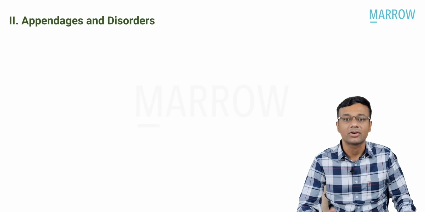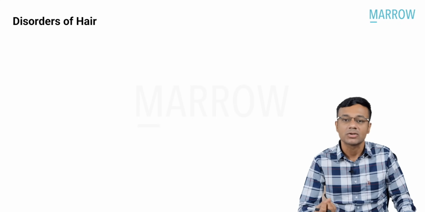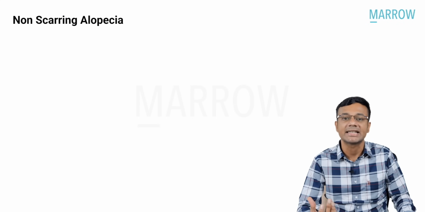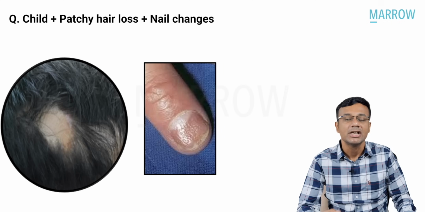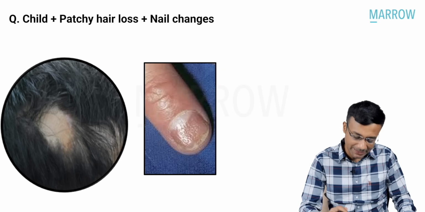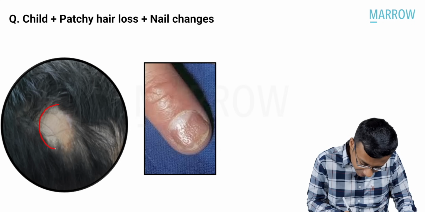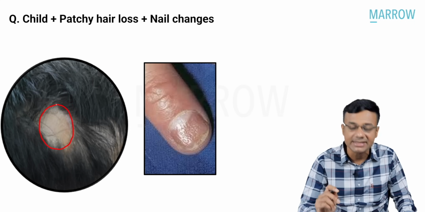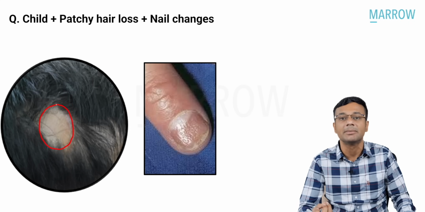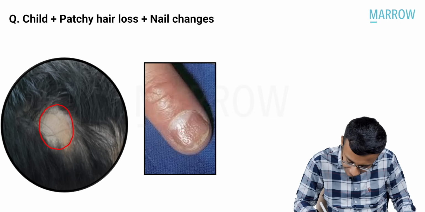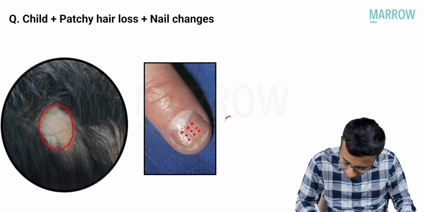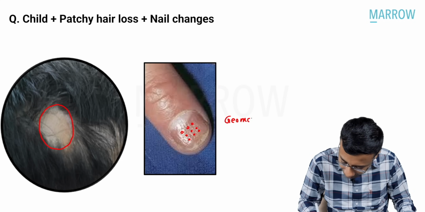Next, we move on to the chapter on appendages and disorders. So let us talk about the disorders of the hair, and let's start with non-scarring alopecia. Here we have a child presenting with patchy hair loss and nail changes. When we look at this well circumscribed, smooth surfaced, circular patch of complete hair loss, and then we examine the nail, we see multiple punctate depressions in the form of this geometric pitting.